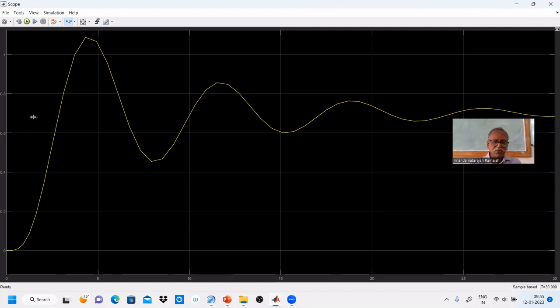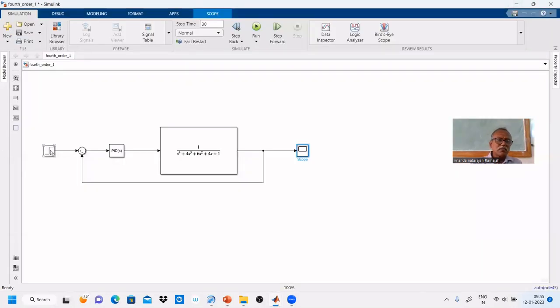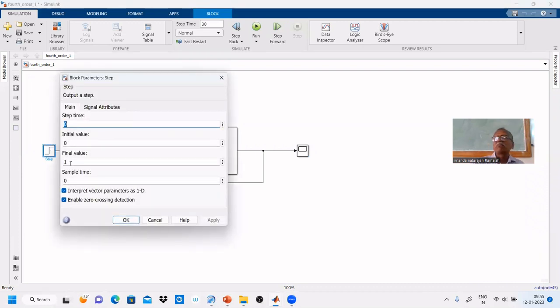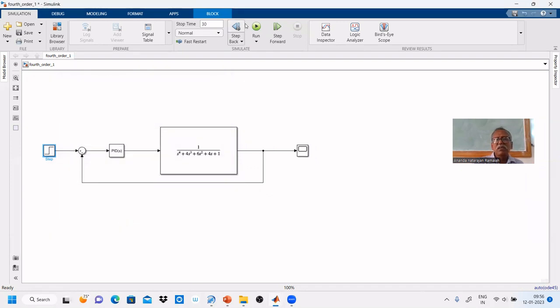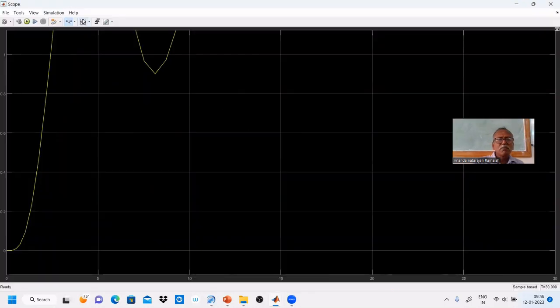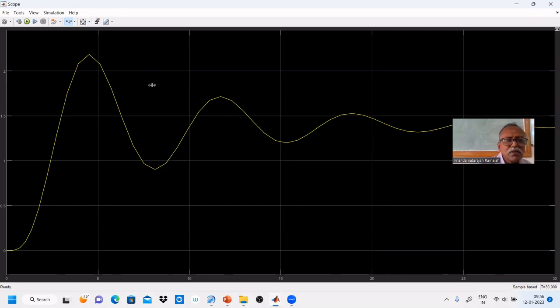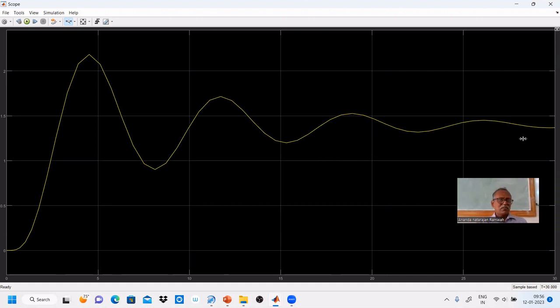What is the input given here? What is the set point? Set point is given as 1. Final value is 1. You can give 2 also. 2 is given. We run. We got the response. Where is it settled? Not at 2. About 1.5 it is settled. You see that? About 1.4 it is settled. But it is not settled at 2.